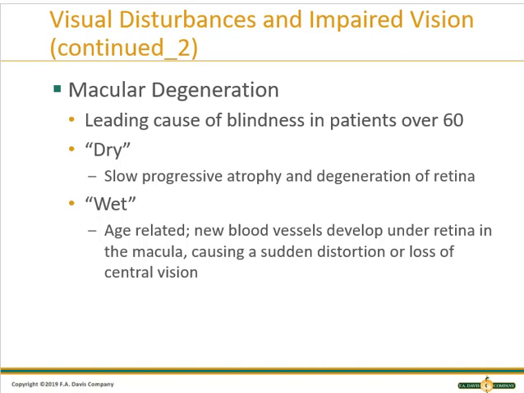There are two forms of macular degeneration. There's the dry, which is a slow progressive atrophy and degeneration of the retina, and then there's a wet, which is age related and is where new blood vessels develop under the retina in the macula, and this can cause distortion and loss of central vision.